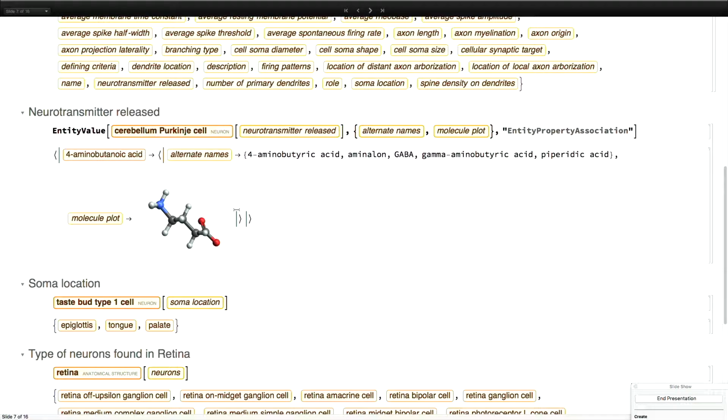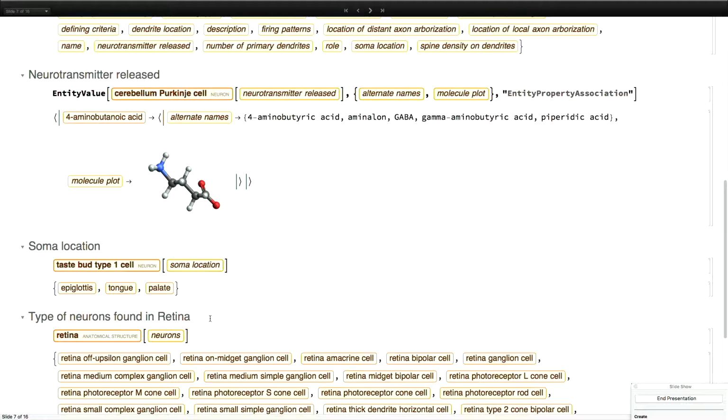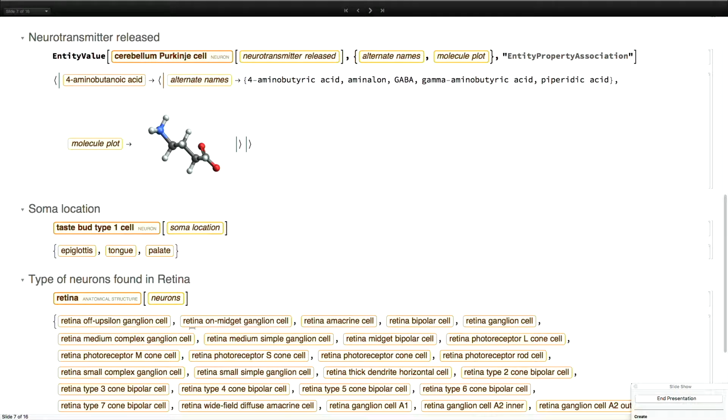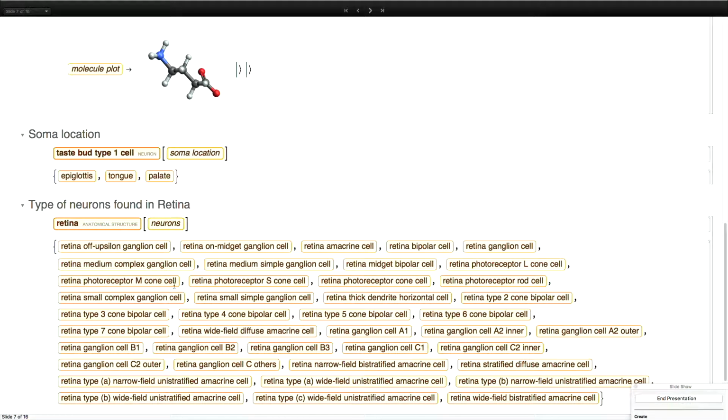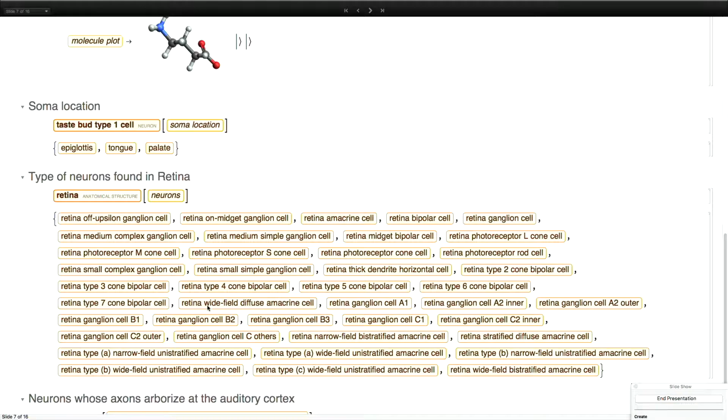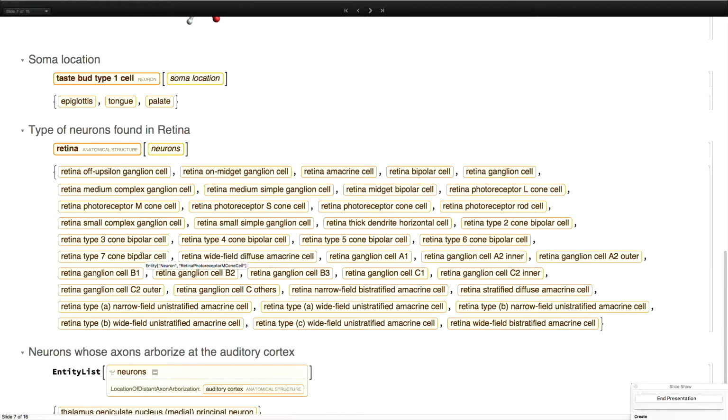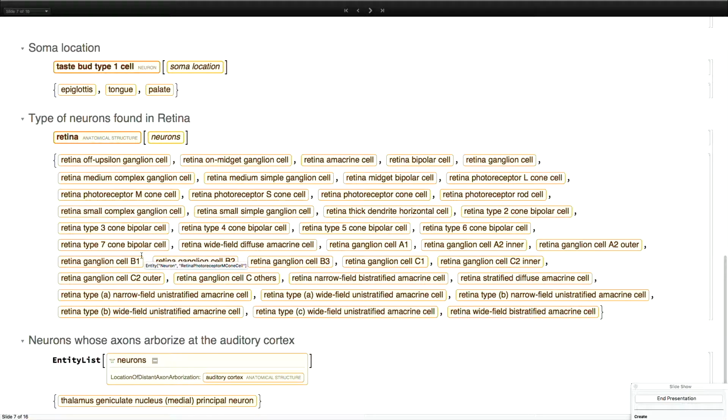And other types of properties describe the location of the cell, or reversely, you can ask what types of neurons are found in a given anatomical structure. So the retina contains various types of neurons, including light-sensitive photoreceptor cells. Or even more specifically, we can find what types of neurons extend axons in a particular area, for example, the auditory cortex.